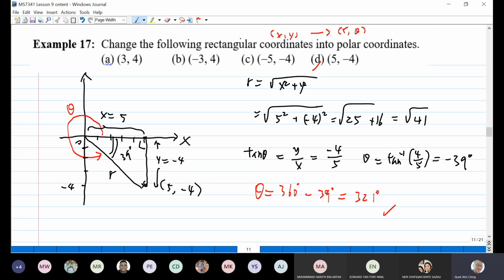Okay, so that is example 17, part D, how to convert x and y to r theta. Okay, now we move on to example 18.